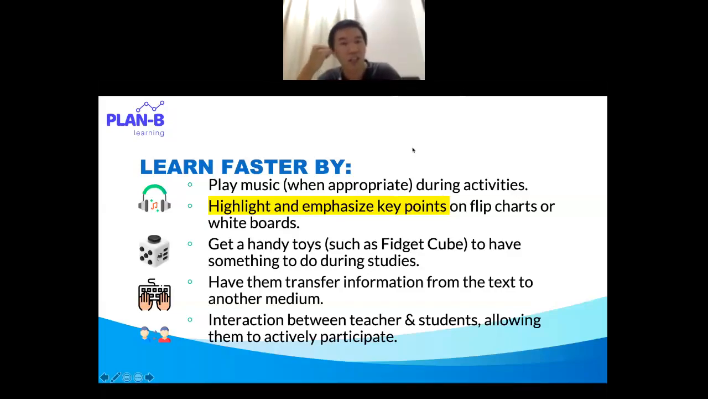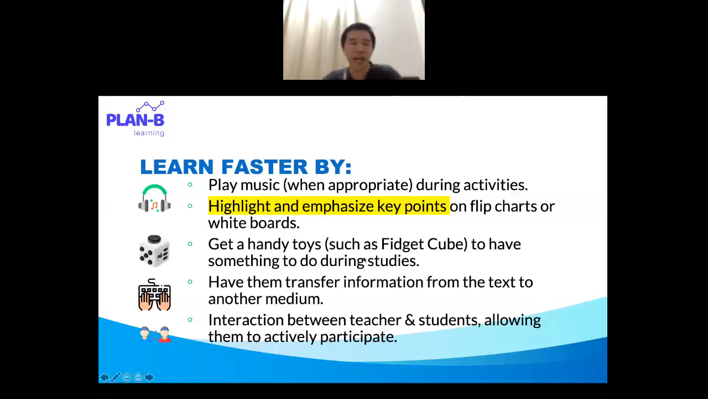Fire sounds, that's quite good too. That's what we call background noise. Some consistent background noise can help you as well. Second thing is you highlight and emphasize key points on your flip chart or whiteboard. You will learn faster as well.